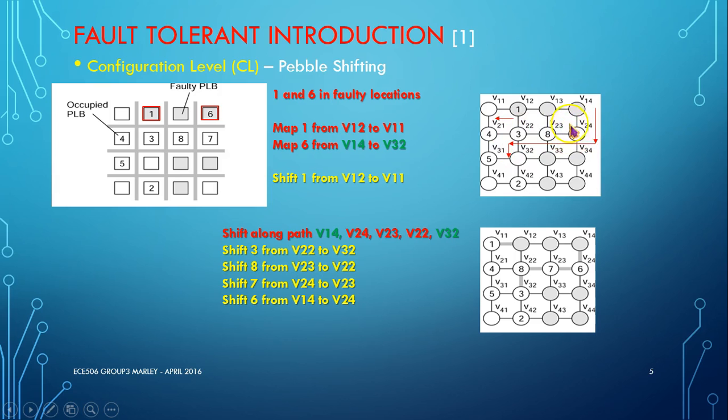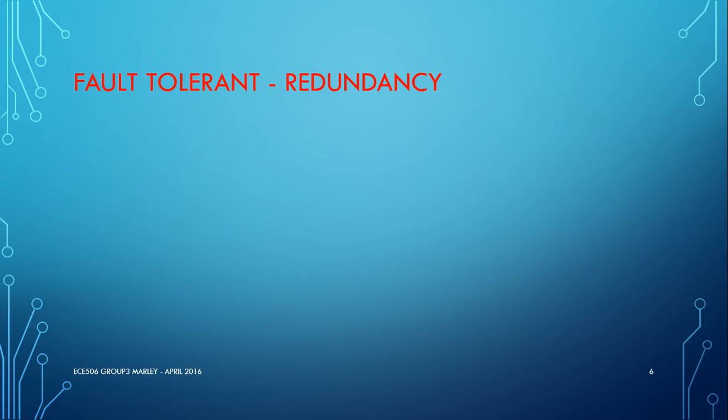That leaves 7 free, and then 6 moves down into that space. And by shifting them all in a snaking fashion, you've upset the routing to a minimal amount by keeping adjacent blocks adjacent to each other as you shift everything around. That's my favorite way of doing that.